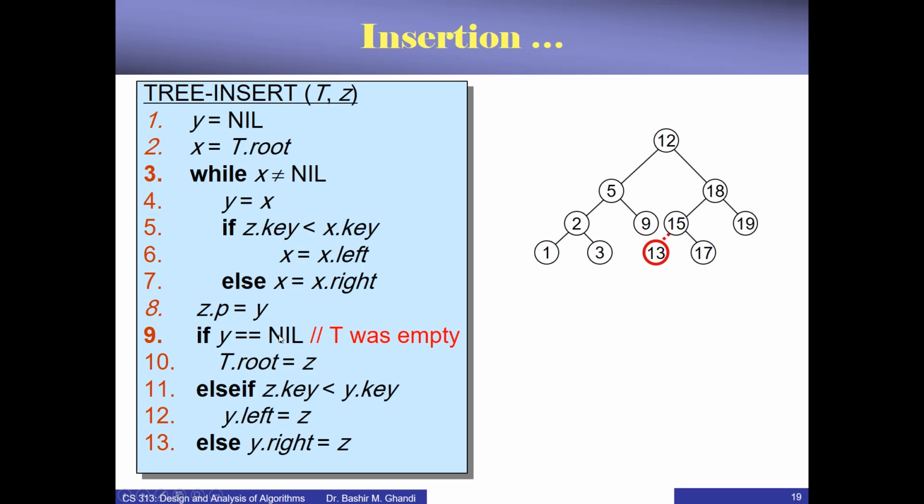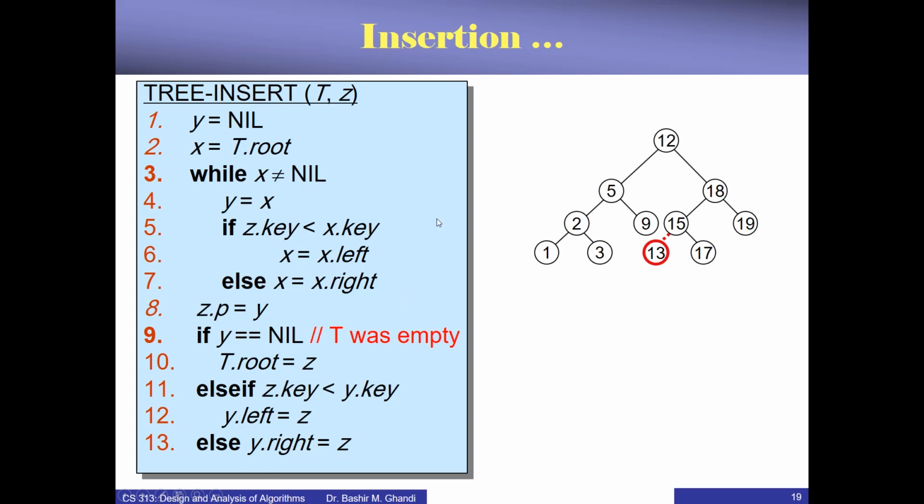But if it is not nil, then we check if z dot key is less than y dot key, so the key we are inserting is smaller, then we have to set the left of our parent, left of y, so y dot left becomes z. y dot left becomes z. This is the z. On the other hand, if z dot key is greater, we will set the right of y to be equal to z.